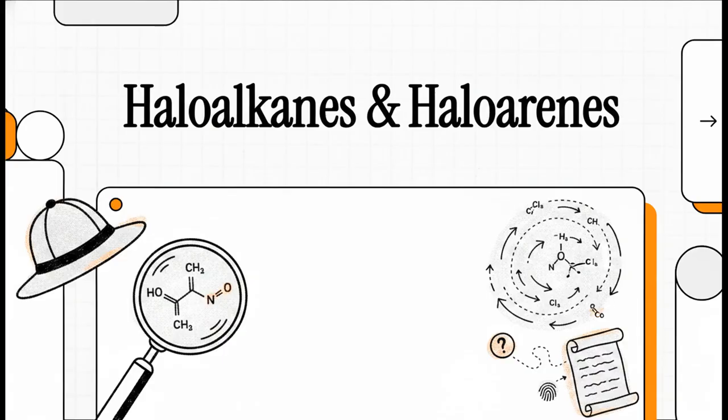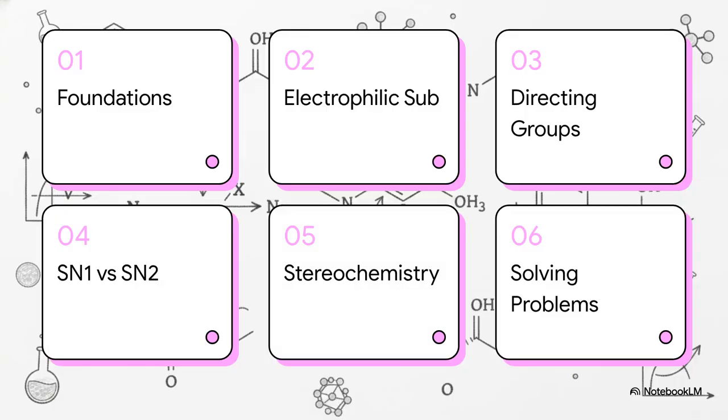Let's get into it. Here is our roadmap for today. We are kicking off with the foundations of halogenated compounds, then looking at electrophilic aromatic substitution mechanisms and directing groups in benzene. After that, it's the big one, nucleophilic substitution, SN1 versus SN2. Then we'll cover stereochemistry, and finally, we'll wrap it all up by solving some complex reaction problems.